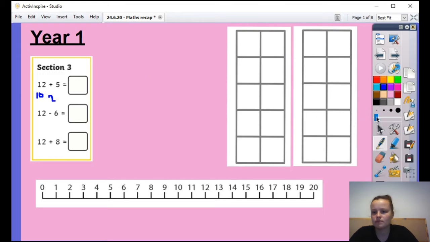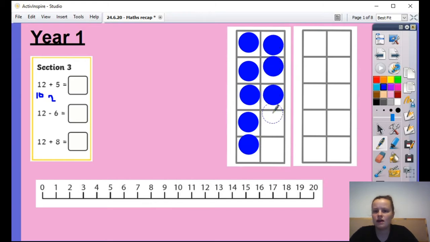Okay, so let's add it to our 10 frame. So 1, 2, 3, 4, 5, 6, 7, 8, 9, 10, 11, 12. So I have 12 on my 10 frame now. Okay, so I need to add 5 more. Okay, so I need to add 5 more to this 10 frame.